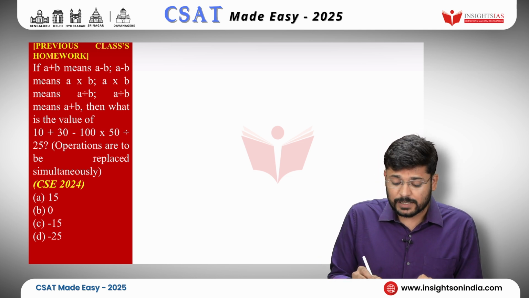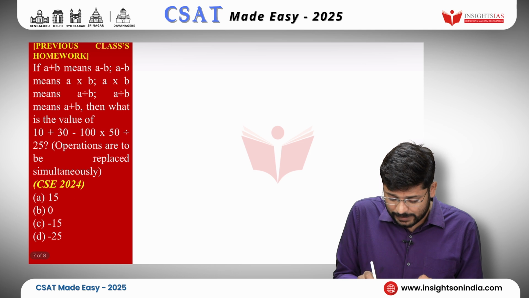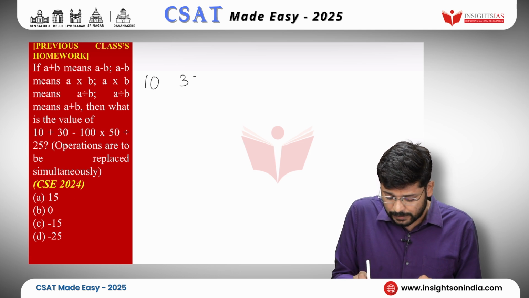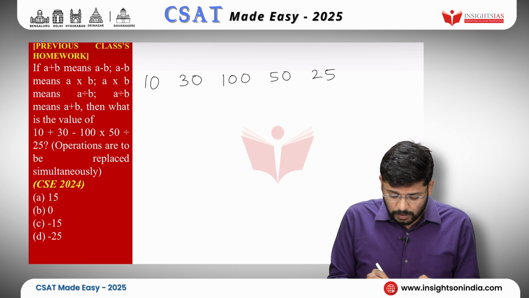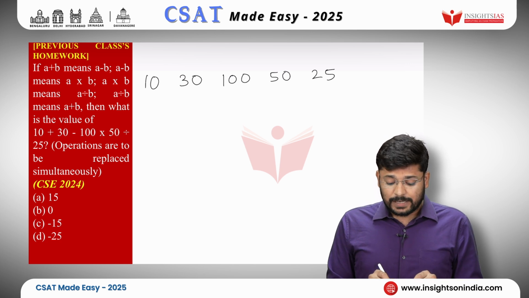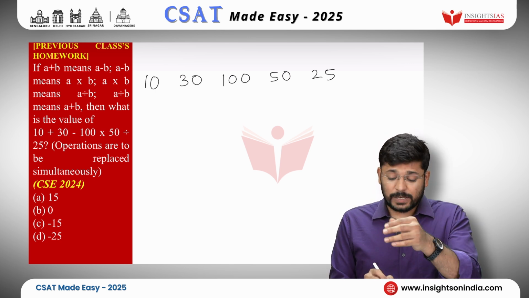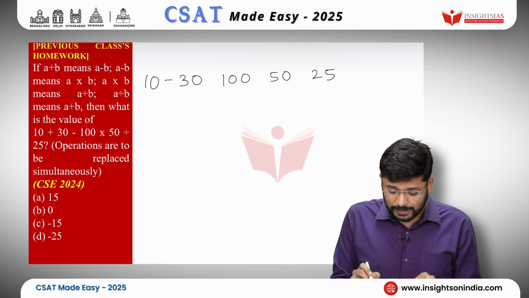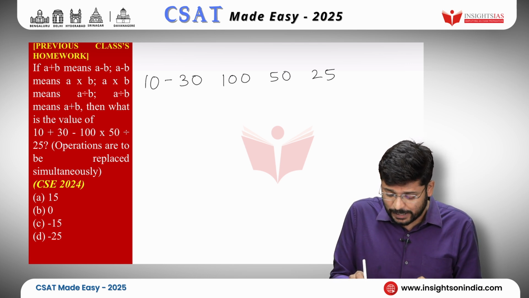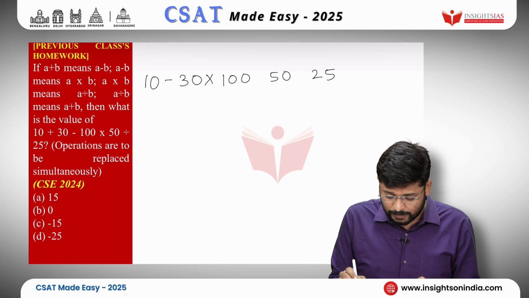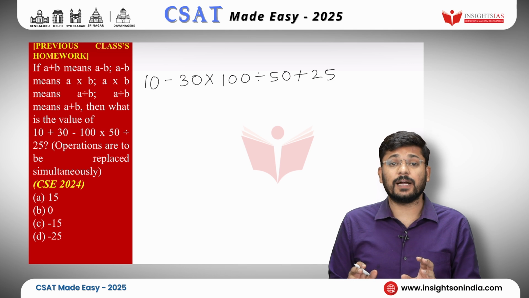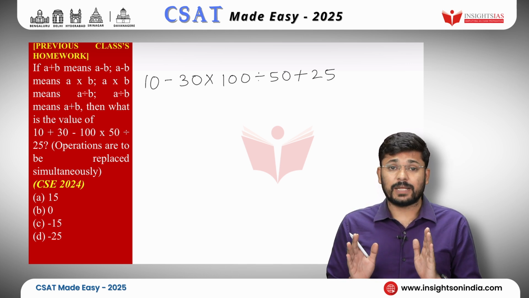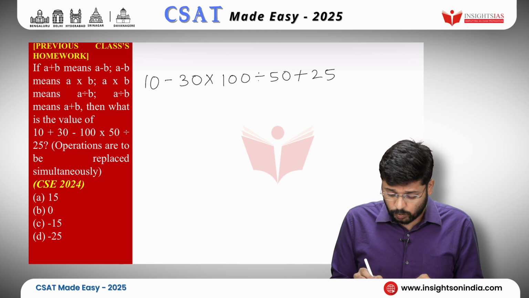How do we solve this? First, we will write the numbers without any symbols: 10, 30, 100, 50, 25. Then, between 10 and 30, there is a plus sign in the question, and the question says that plus means minus. So we will write minus. Then, between 30 and 100, there is minus, and minus means into. Between 100 and 50, there is into, and into means divided by. And between 50 and 25, there is divided by, and divided by means plus. Okay, now we have replaced the symbols. Now we have a proper mathematical expression to solve.